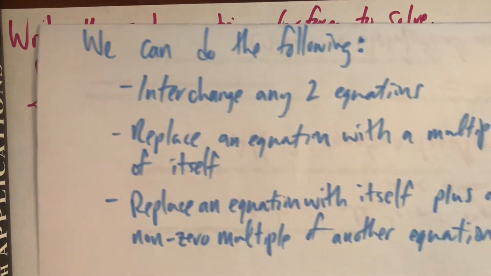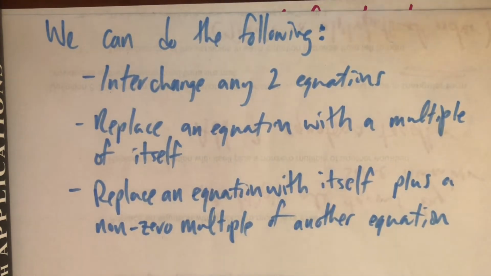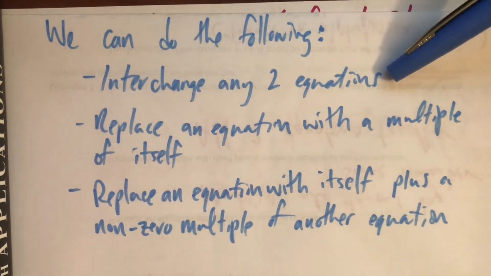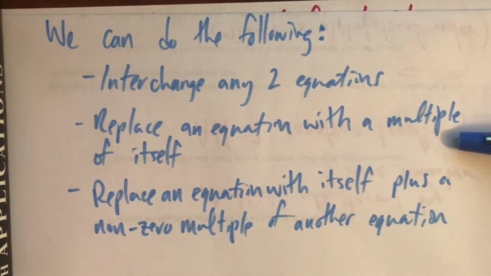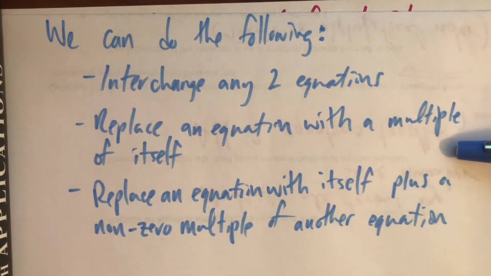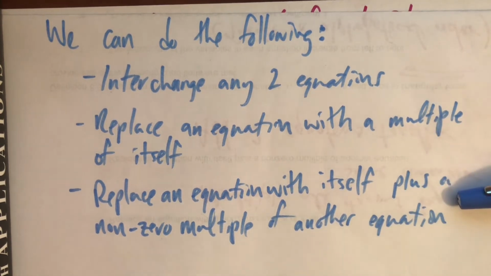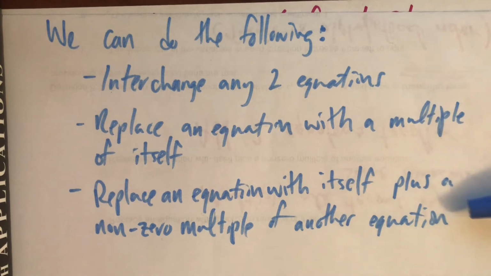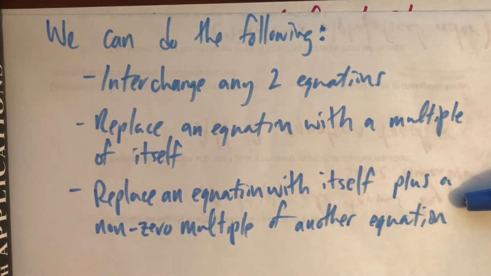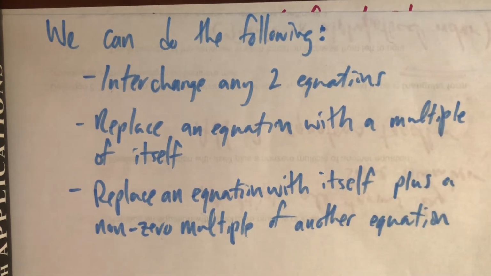One of the theorems, hope that fits, good. So these are the things that we can do. We can interchange any two equations, so I can just flip their places. We can replace an equation with a multiple of itself, so I can multiply everything in the equation on both sides by the same number and replace that equation with that. Or we can do a combination of these things. We can replace an equation with itself plus a non-zero multiple of another equation. So I can take an equation and add a non-zero multiple of another equation.